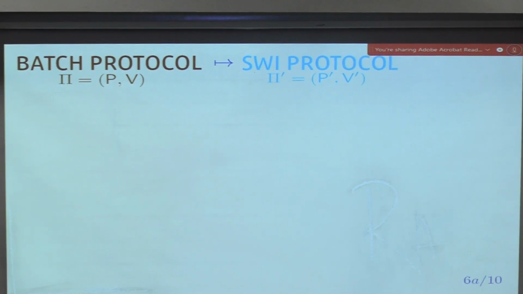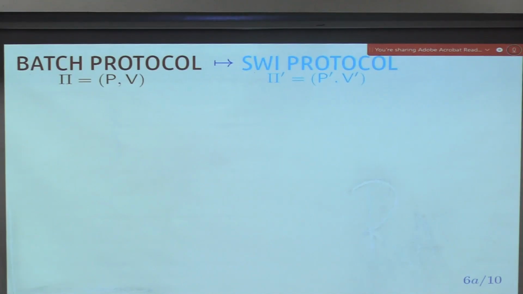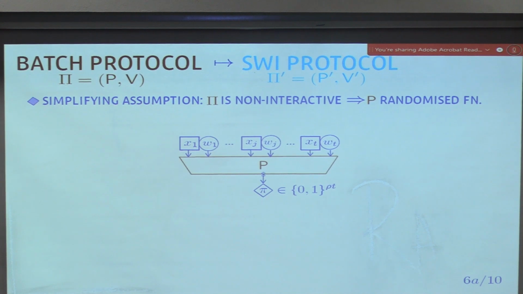Yeah, so I'll spend the rest of the talk telling you how you get this. These were the results, and these are the techniques. You are given a batch protocol by P, V, and you want to construct an SWI protocol by P prime, V prime. We'll make a simplifying assumption: that the protocol is non-interactive for this talk. You can think of the prover as a randomized function, depending on the statements and the witnesses. The prover takes T instance-witness pairs and spits out a proof, and it's a randomized prover. The guarantee is that because it's a batch protocol, the output is shorter than the input.